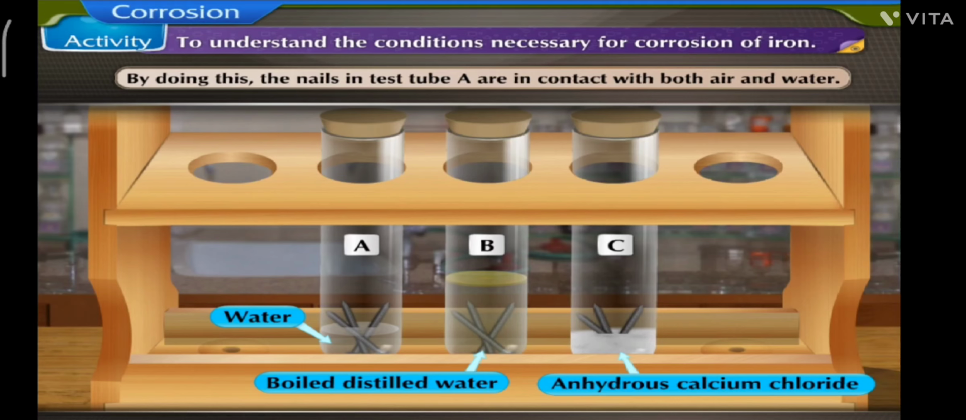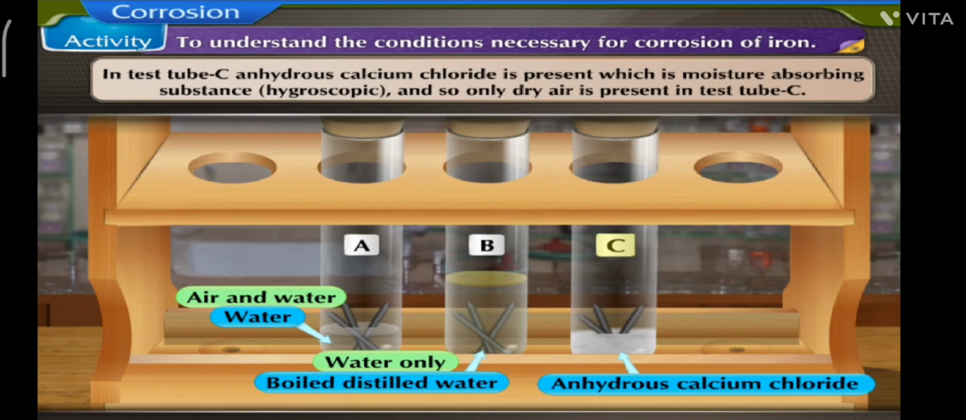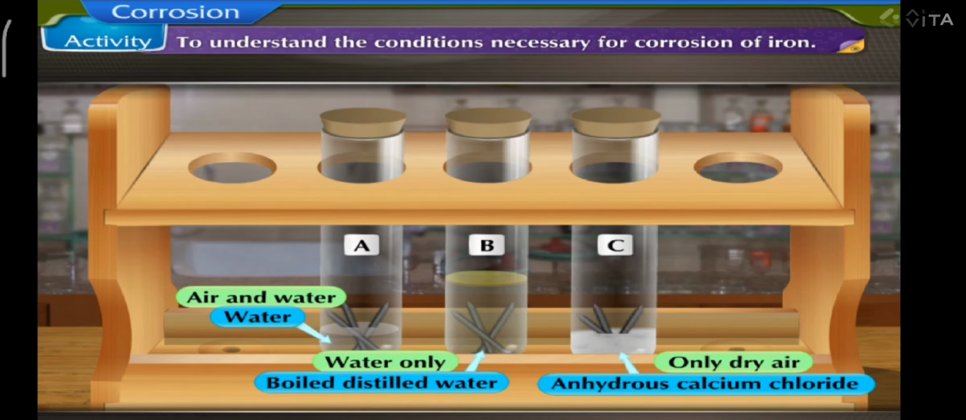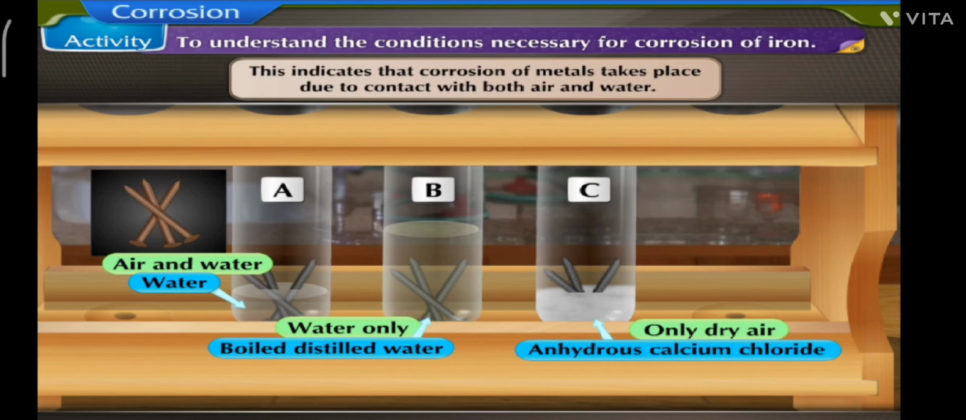By doing this, the nails in test tube A are in contact with both air and water. In test tube B, the nails are in contact with water only. They do not get air. In test tube C, anhydrous calcium chloride is present, which is a moisture-absorbing substance, and so only dry air is present in test tube C. Observe the nails in all the 3 test tubes after some days. On observation, we will find that nails in test tube A are corroded, but nails in test tubes B and C are not corroded. This indicates that corrosion of metals takes place due to contact with both air and water.